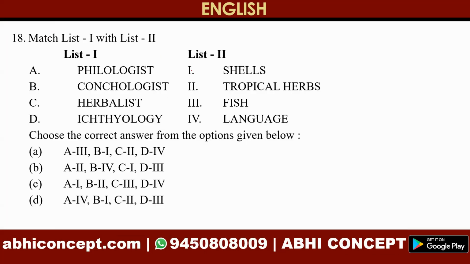Next question. All right. Herbalist is a person who studies tropical herbs. हमारे पास C का 2 है। We will see C का 2 किस में है, इसमें है और इसमें है। Okay. Then we will look at another options. We have philologist, we have ichthyology, and we have conchologist. Okay.